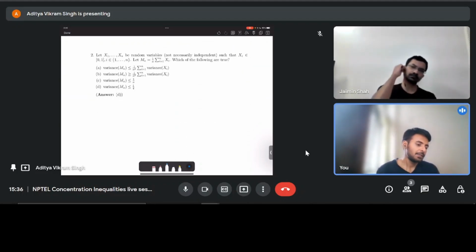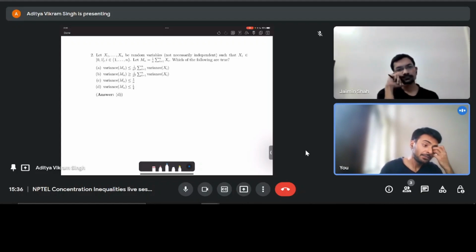Okay, so second question is, if x1 to xn are random variables which are not necessarily independent, so it can be anything, and xi lies between 0 and 1, which of the following are true? And Mn is this empirical average.